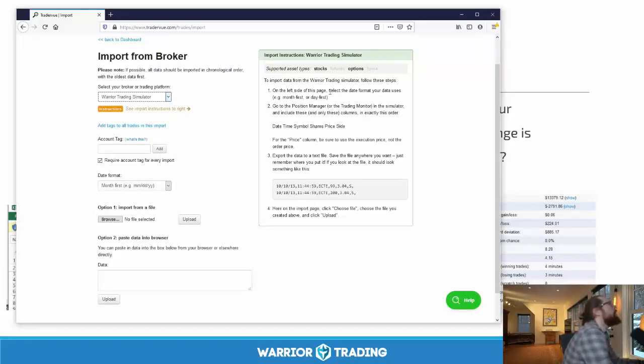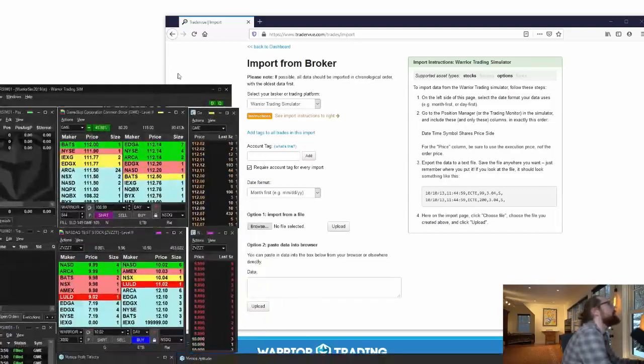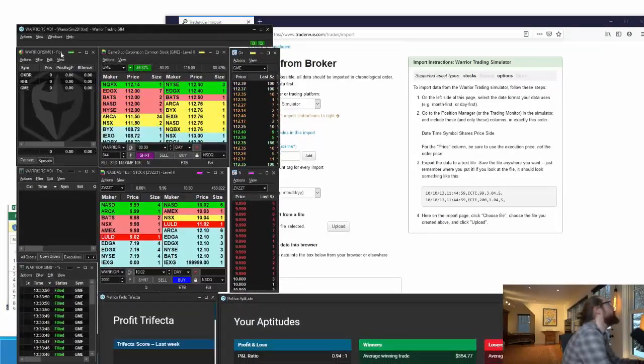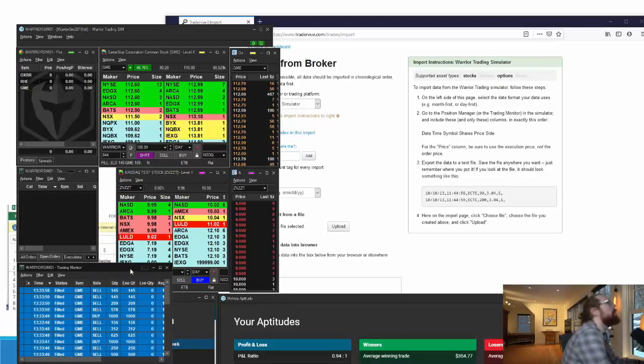So on the left side of this page, go to the position manager or the trading monitor in the simulator and include these and only these columns in exactly this order. All right, well, let's do it. Let's just do it together. Let's see what happens. Okay, so go to the positions manager, which is right here, or the trading monitor. So let's see. This is the trading monitor. Date, time, symbol, shares, price, side.